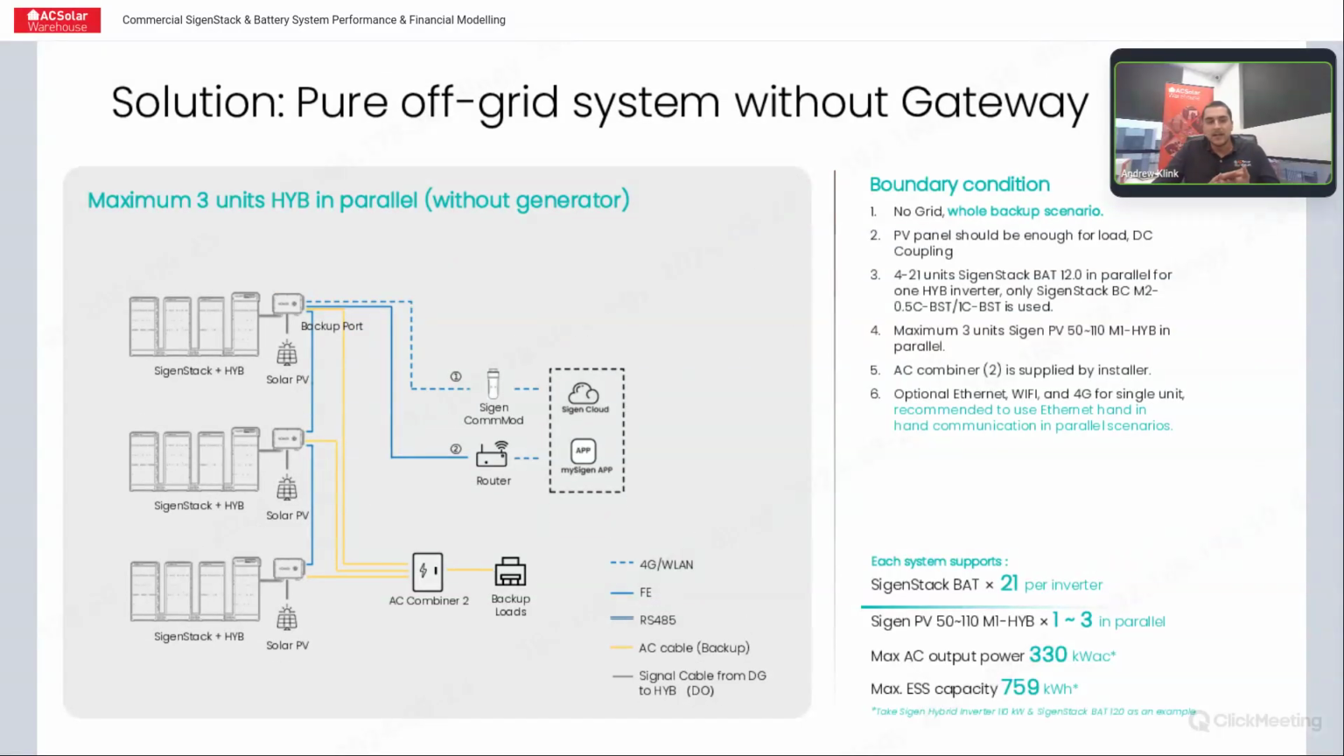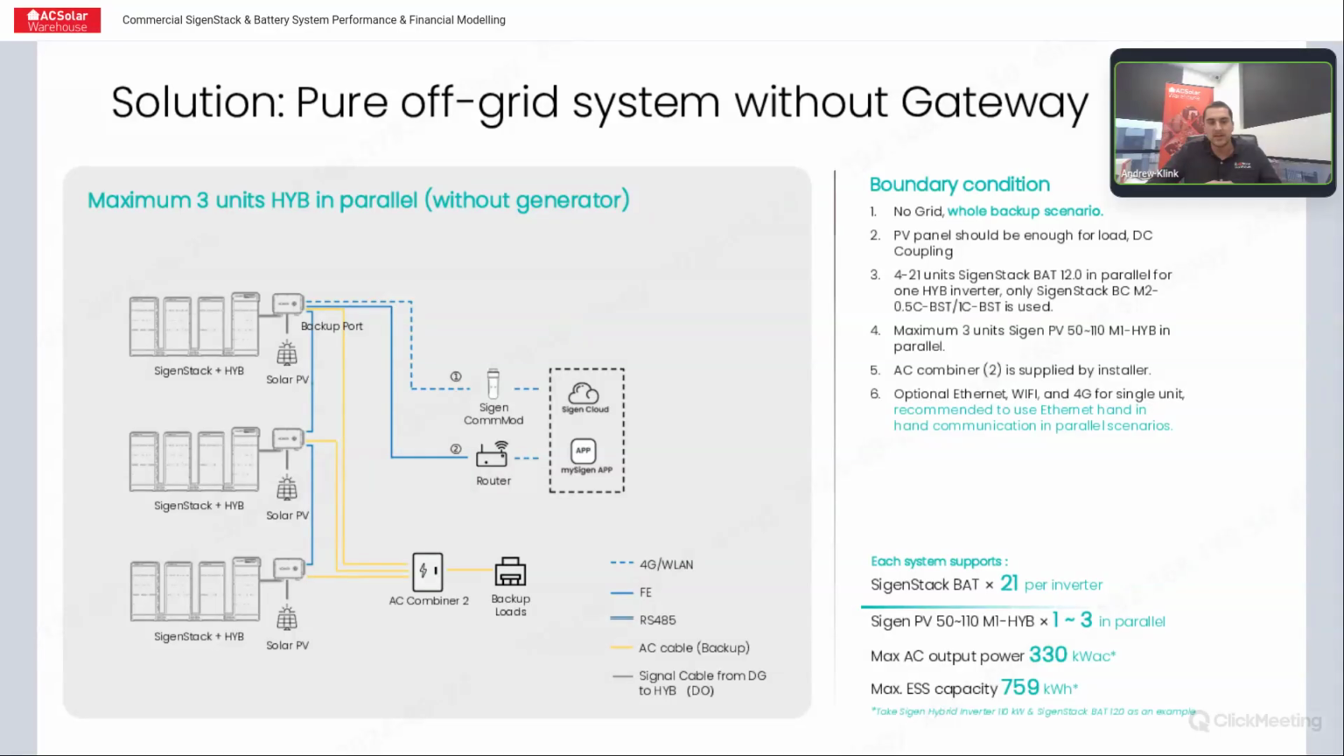And a similar example: as well as backed up systems, you can also use these inverters for off-grid installations. So this one, probably not recommended installing a system of this size without a backup generator, but it can be done. So yeah, again, maximum 3 units in parallel connected to the backup port.